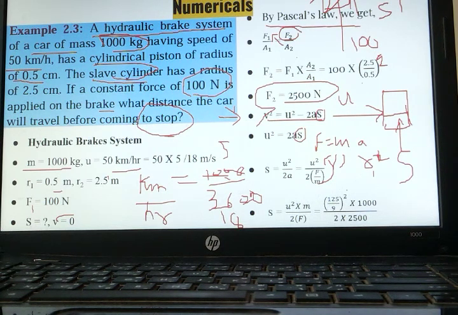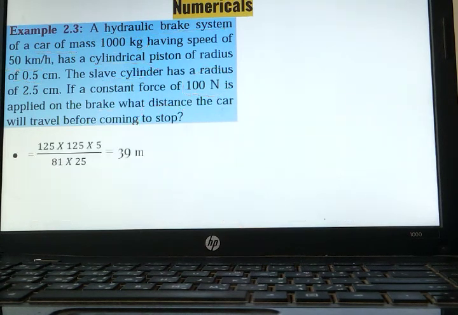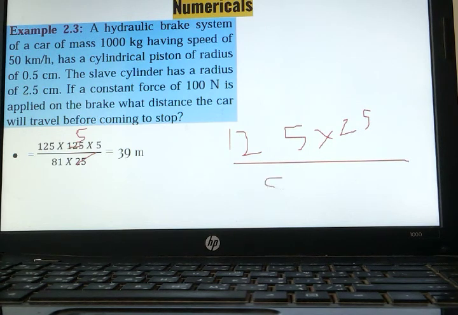Now I have put in the values here. After solving this, you will be getting this one. The value of m is 1000. And force is what? 2500. So ultimately you will be getting this answer. 25, after solving 25, how many times are 5s? And 125 into 5 into 5 means it will be 125 into 25 upon 81. We can take approx over here and make it 80. And if you solve it, you will be getting 39 meter.